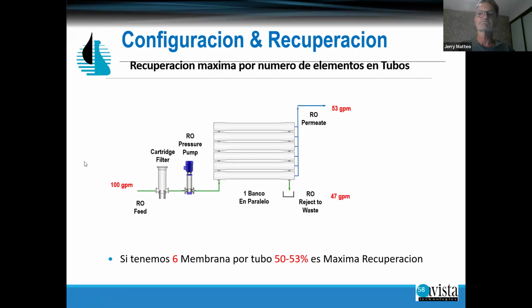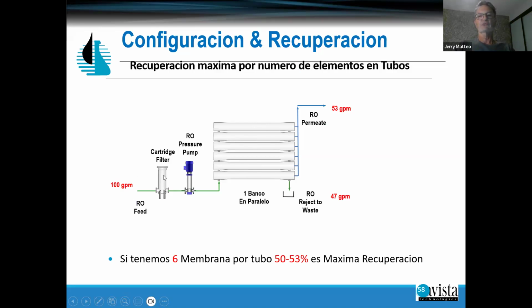All right, this is just an illustration of what I'm saying. Over here to the left in red, we have 100 gallons in this particular RO. There's my RO system. These are just different vessels. I'm not sure how many membranes are in there, they don't show us, but we've got 100 gallons a minute coming in.